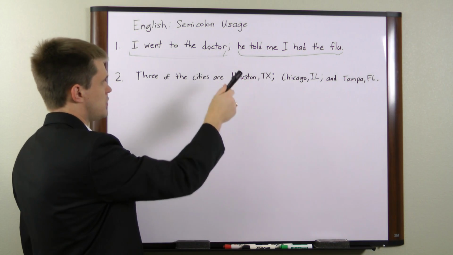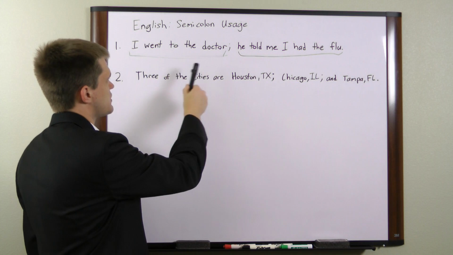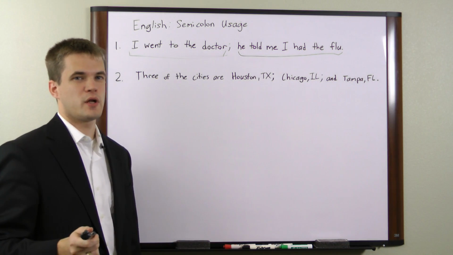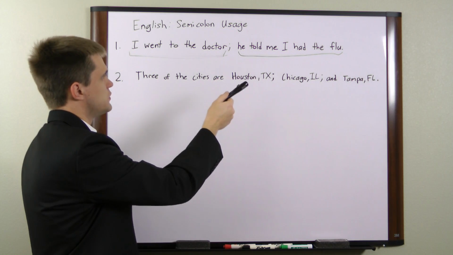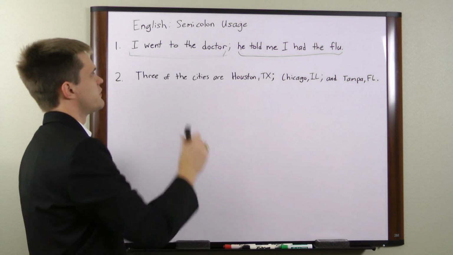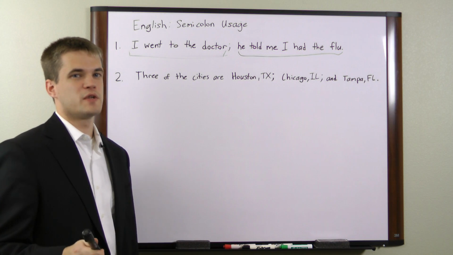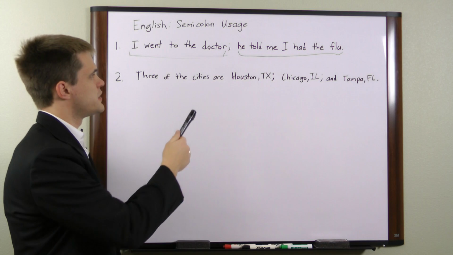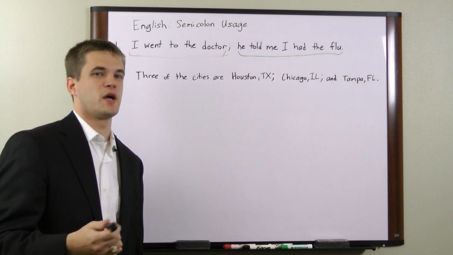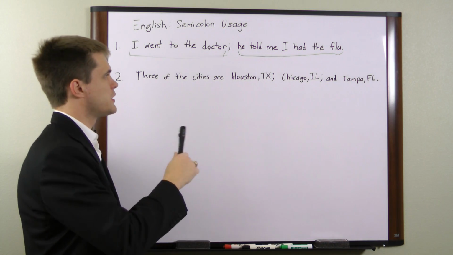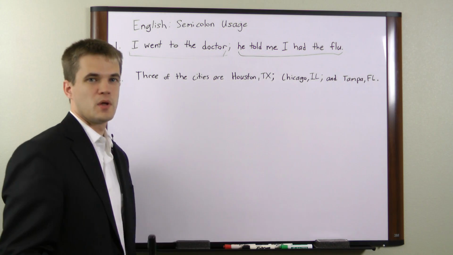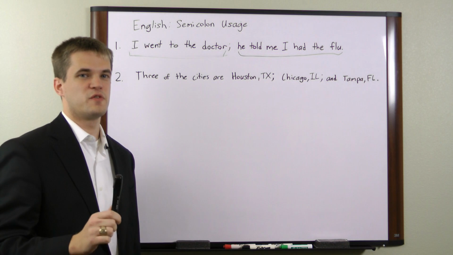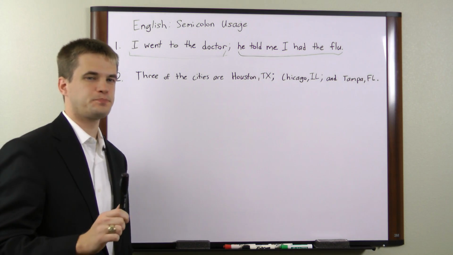It's proper to use a semicolon in this sentence because the two phrases, "I went to the doctor" and "he told me I had the flu," are very closely related to one another. Hearing that you have the flu is a direct result of going to the doctor. You would not, for instance, be able to use a semicolon in a situation where your two clauses were, "I went to the doctor, I scored a 99 on my exam," because they're not related in the same way that these are. So in order to use a semicolon to separate two independent clauses, the two clauses must be very closely related to one another.